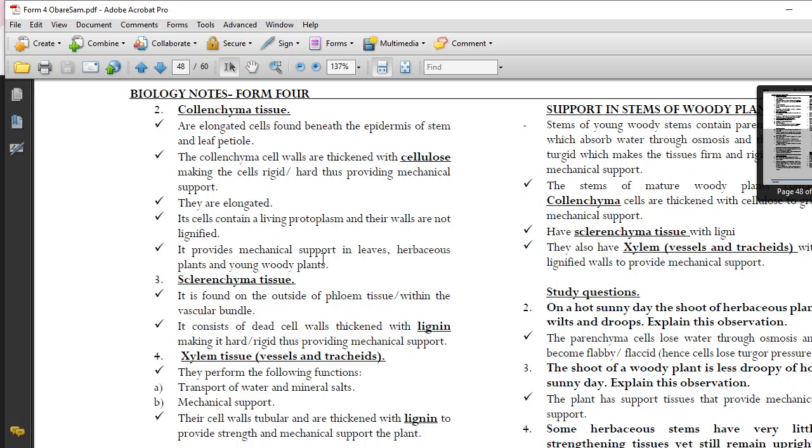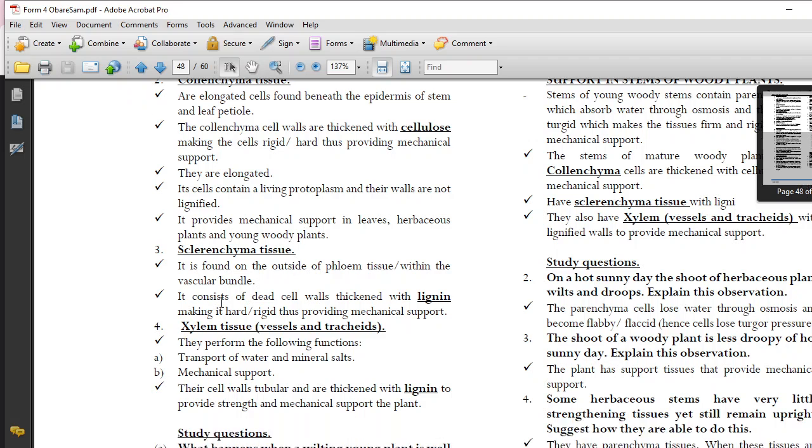Then the third tissue is the sclerenchyma. The pronunciation is not important. What is important is how you are able to write it. Now, this is the main support tissue in plants. And the major chemical that offers support in the sclerenchyma is the polysaccharide referred to as lignin. You remember, the sclerenchyma is made up of dead cells, and these cells are thickened with lignin, making them hard or rigid so that they can offer mechanical support. That is support tissue number 3 in plants.